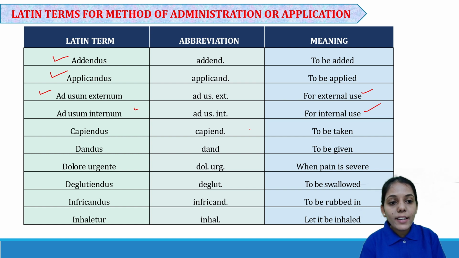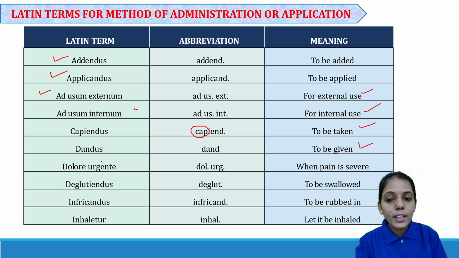Capiendus means to be taken. So this you have to remember. You can remember it from the cap: you are taking a cap. So capiendus, to be taken. Dandus means to be given, the opposite of capiendus. Dolore urgente.